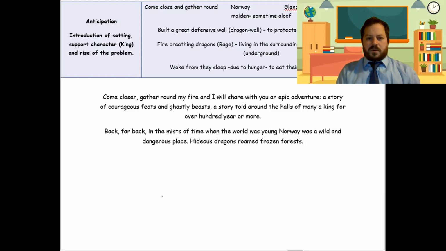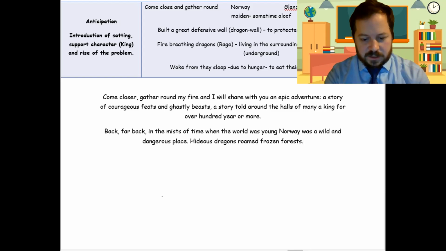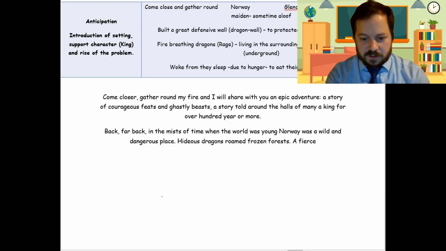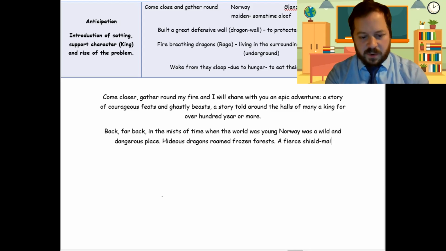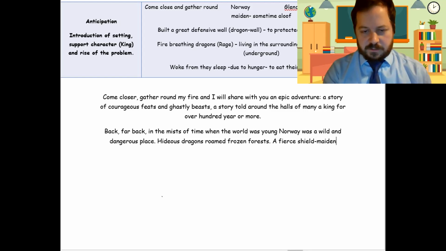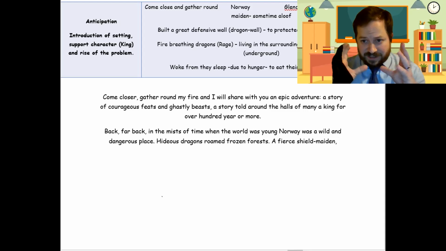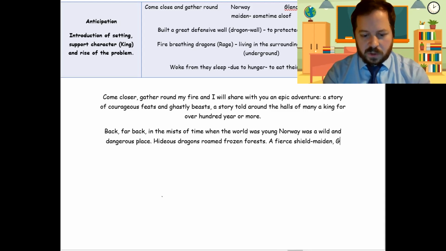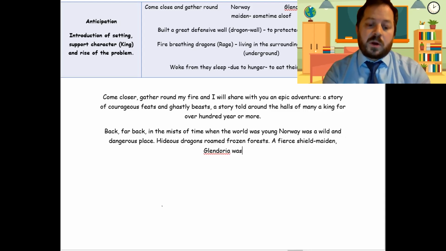So let's introduce what she is first. A fierce shield maiden, because that's what we decided she was going to be. Shield maiden, and also remember we get then to use a kenning of summarising. A fierce shield maiden. Let's put one of those parentheses to give an additional name. Let's add her name in. So Glendora. A fierce shield maiden. Glendora was her name.